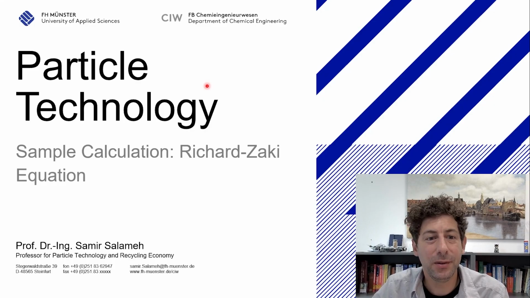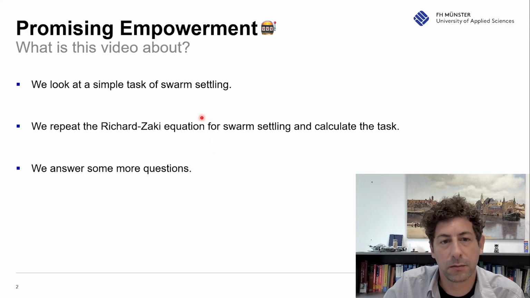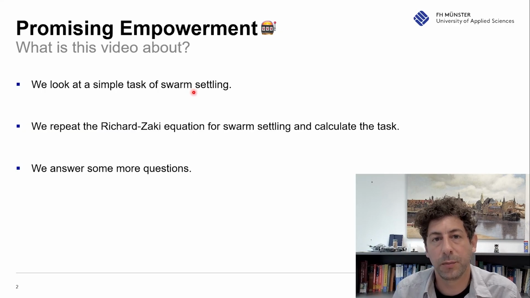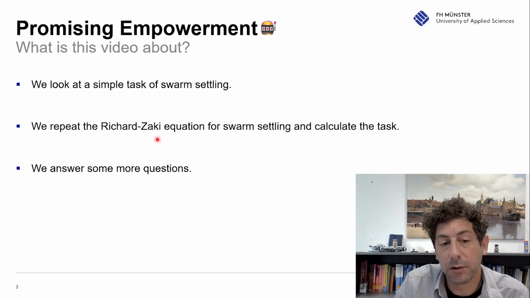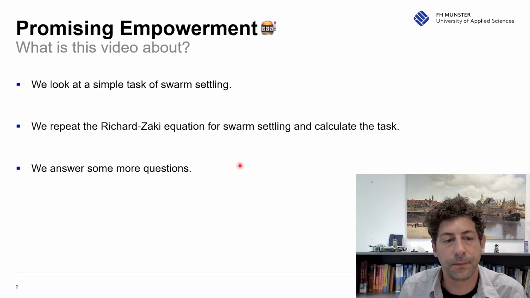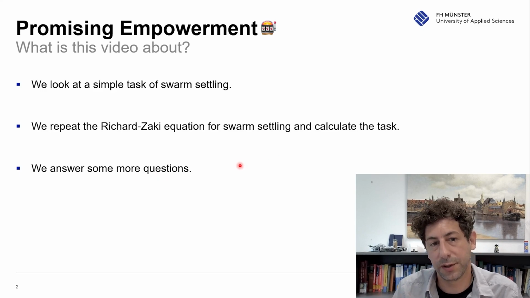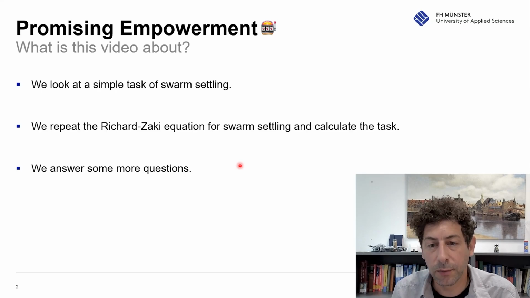Hi, welcome to this video, which is today a small sample calculation related to the previous video about the Richardson-Zaki equation. We have the following plan: we look at a very simple task of swarm settling. This is one task from the previous video about train your knowledge, and therefore we repeat the Richardson-Zaki equation shortly, and then we use this to calculate the given task. And finally, we will also have a few more questions just to understand this Richardson-Zaki equation even more.